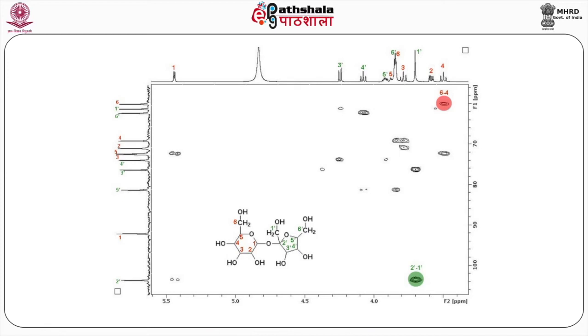I will repeat. Here we have the HMBC spectrum of sucrose as shown in the figure. The structure of sucrose is shown and is labeled. The green peak shows the 2-bond correlation between the 2' carbon and the 1' proton. The red peak shows the 2-bond correlation between the 6' carbon and the 4' proton.